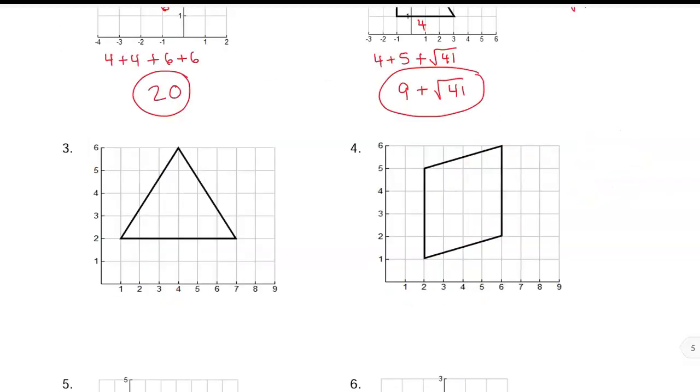Number 3, the bottom of the triangle has length 6. In order to get the other sides, they're on a slant. So I'm going to do this. I'm going to think of a right triangle inside of this, and the bottom of the right triangle has a 3, and the height of the right triangle has a 4.